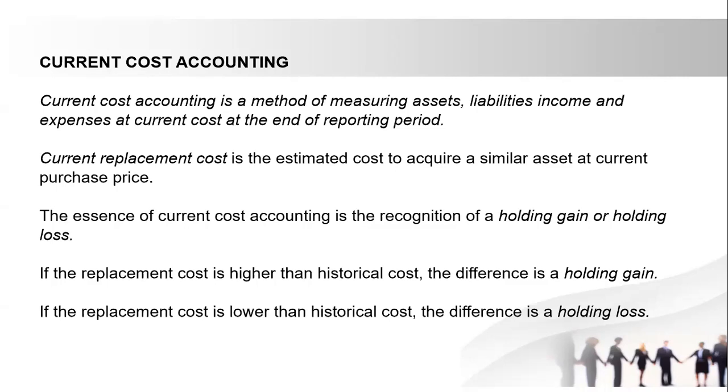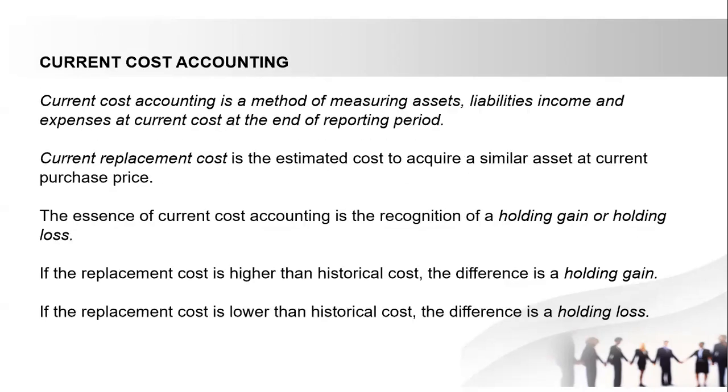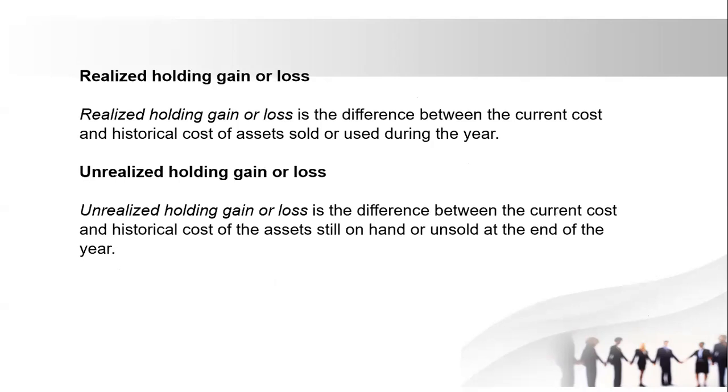So we have now the preparation. Realized holding gain or loss is the difference between the current cost and the historical cost of assets sold or used during the year. Unrealized holding gain or loss is the difference between the current cost and the historical cost of the assets still on hand or unsold at the end of the period.